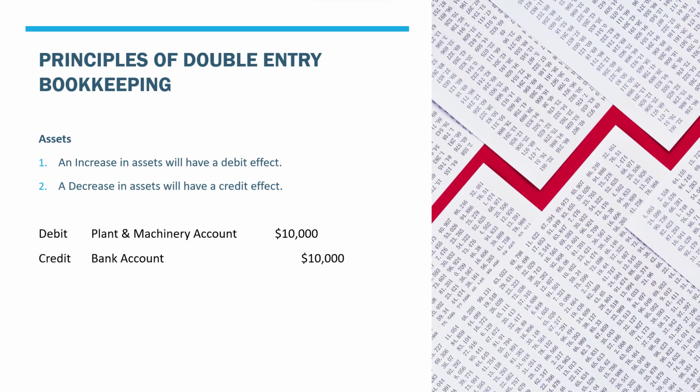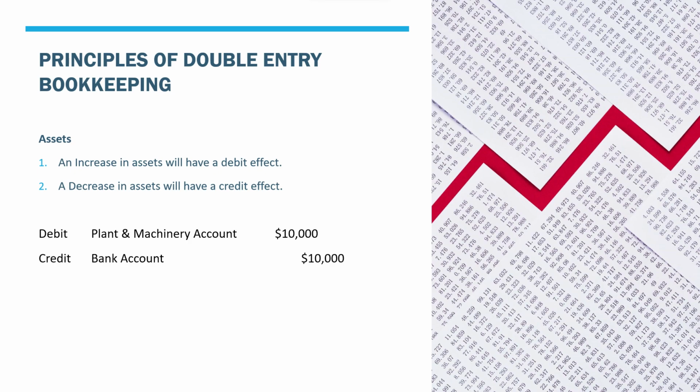The first category relates to business assets, and the double entry bookkeeping principles for recording business assets are: 1. An increase in assets will have a debit effect. 2. While a decrease in assets will have a credit effect. A simple example will illustrate these principles.